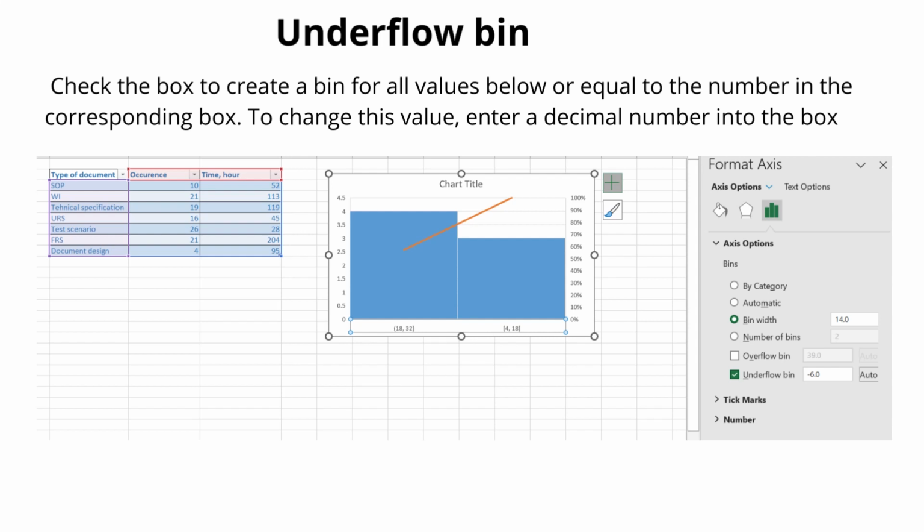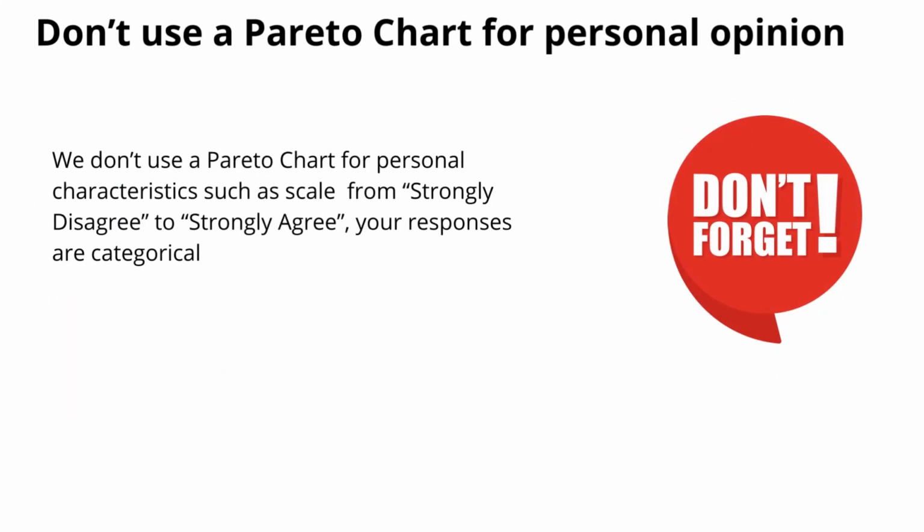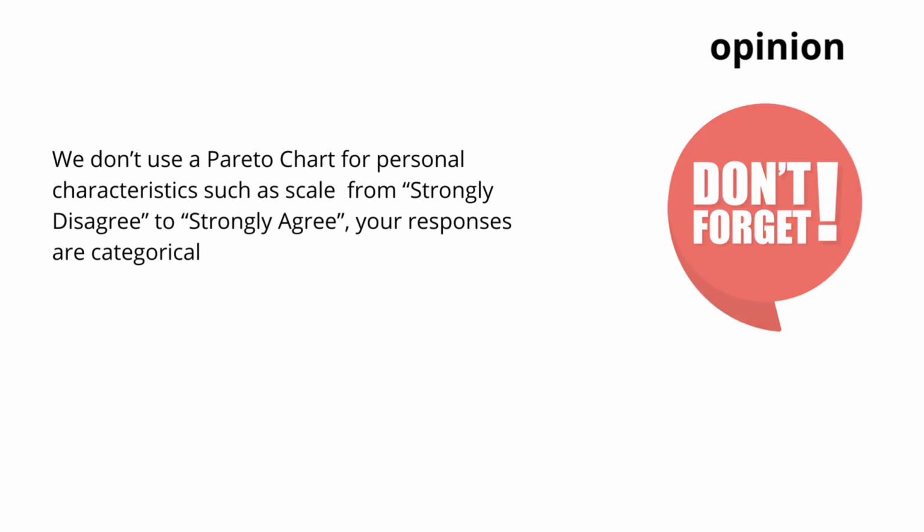A Pareto chart makes sense for data that counts values of a categorical or nominal variable. Pareto charts are not a good option for data that have values for a continuous variable. We don't use a Pareto chart for personal characteristics, such as a scale from strongly disagree to strongly agree. Those responses are categorical. Pareto analysis is a simple decision-making technique that can help you to assess and prioritize different problems or tasks by comparing the benefit that solving each one will provide.